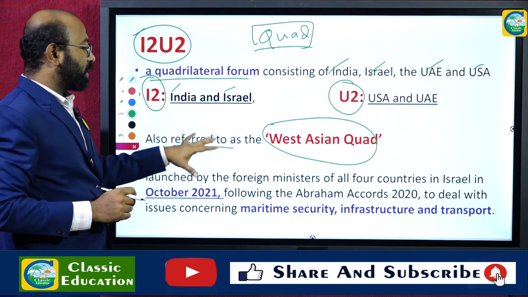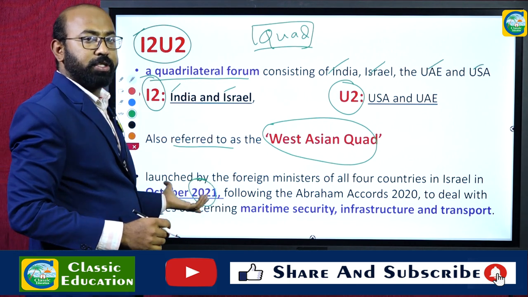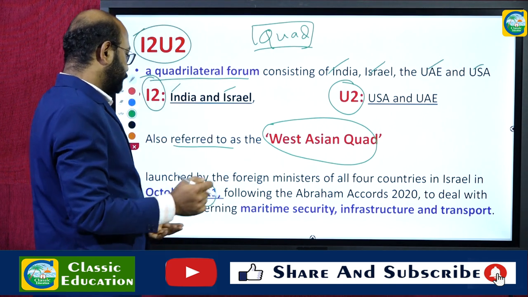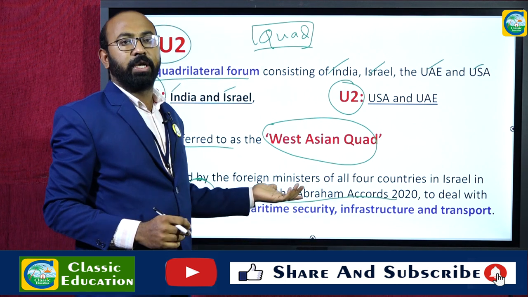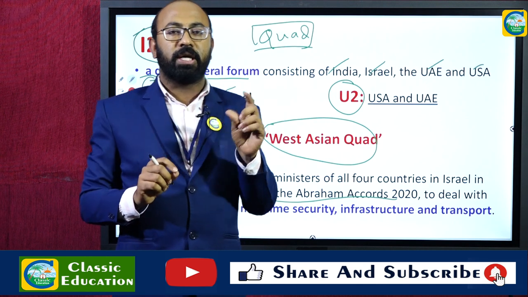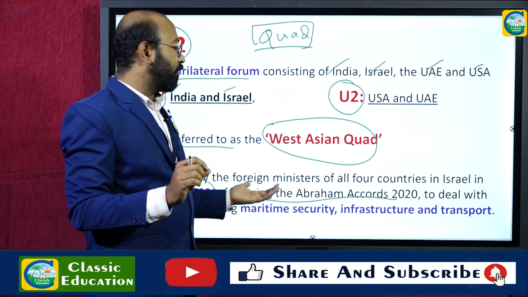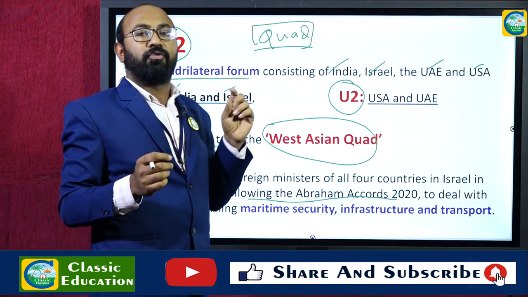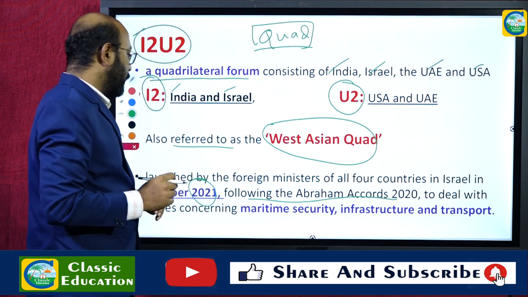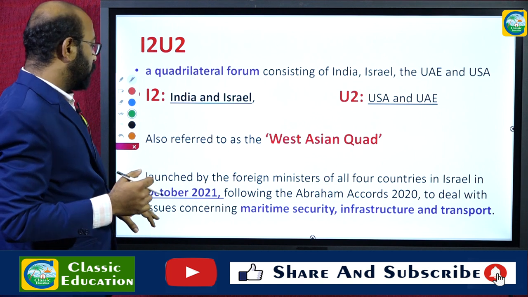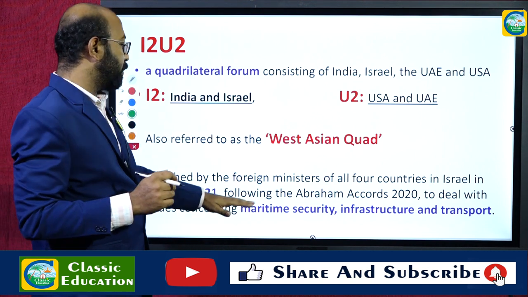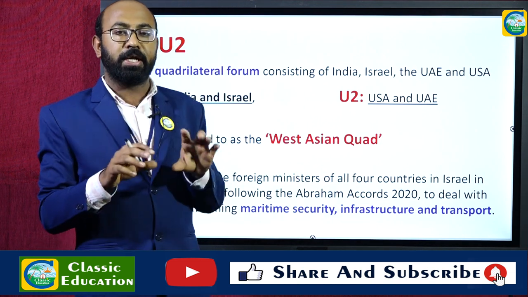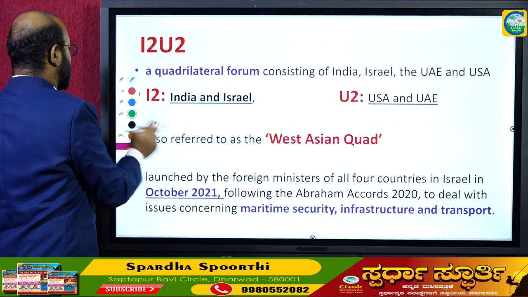Okay, so this was launched in October 2021. It was launched by all the foreign ministers of the four countries, following the Abraham Accords of 2020. The Abraham Accords made the relations with Israel normal. After recognition of Israel, this new initiative, I2U2, was started by the foreign ministers of all the four member countries. So why have they started this grouping? To deal with issues related to maritime security, infrastructure, and transport. So this was the initial purpose of creating this grouping. Okay, so this is the beginning of this grouping.